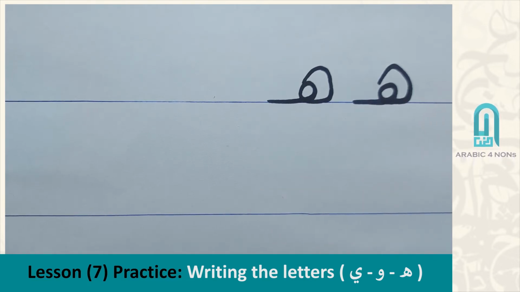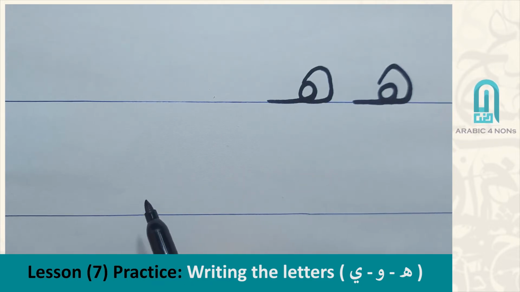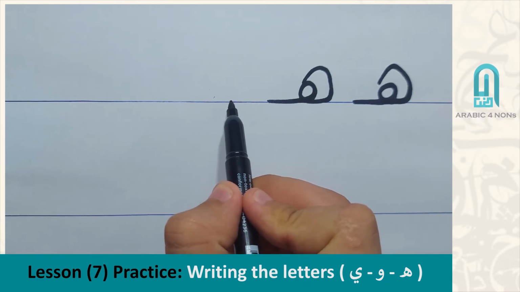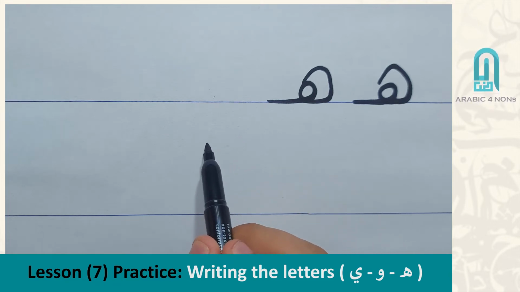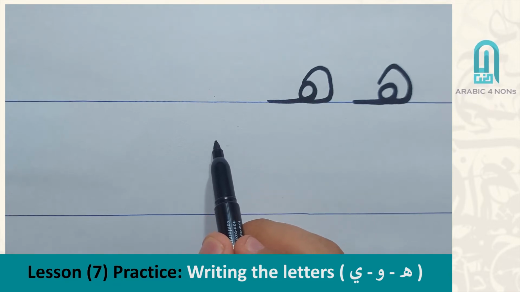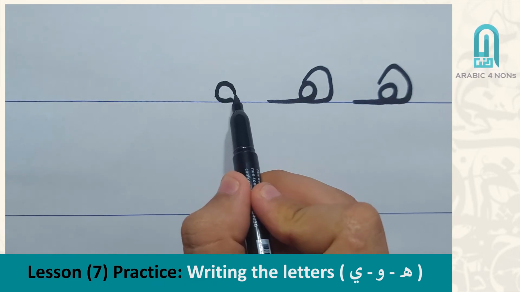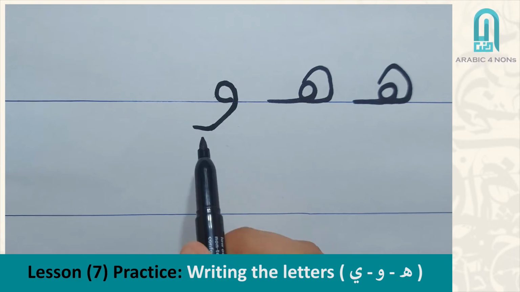Okay, now let's move to the second letter in this lesson. The second letter is letter we. I will start from the standard line this time. I will do a complete cycle clockwise and then I will go down to make 2 slopes. Look at that. This is a cycle and then one sloped line and then another sloped line like this.